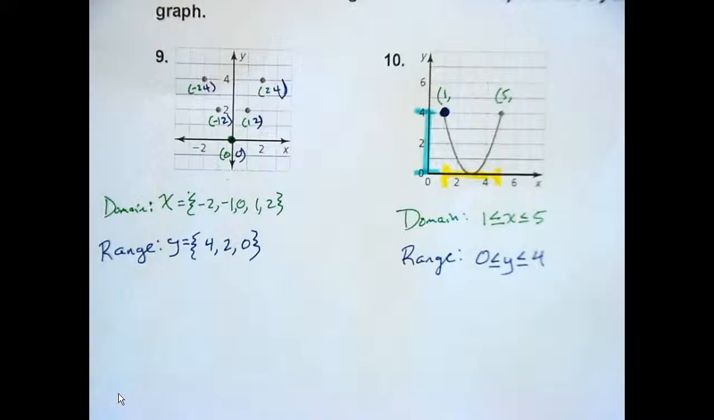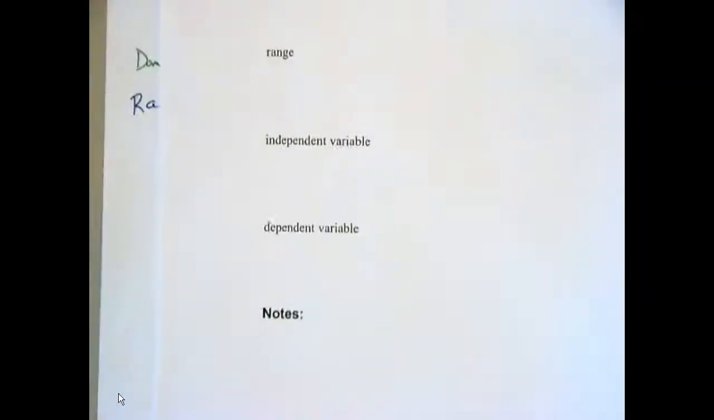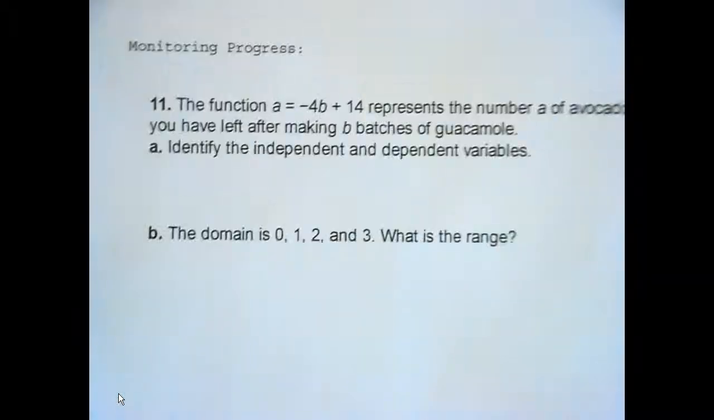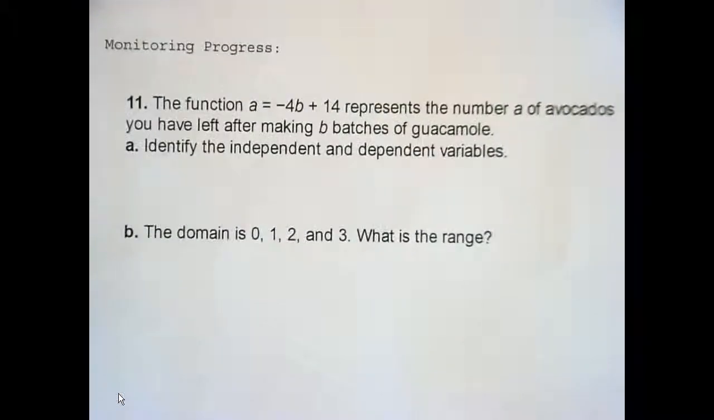All right, last piece. I think we have hit on all these terms except for two: independent and dependent. All right, so let's talk about this. Here is number 11. This is, once again, not in your notebook, but it's something we're going to go through and take notes on. Looking at this, the function a equals -4b plus 14 represents the number of avocados you have left after making b batches of guacamole.